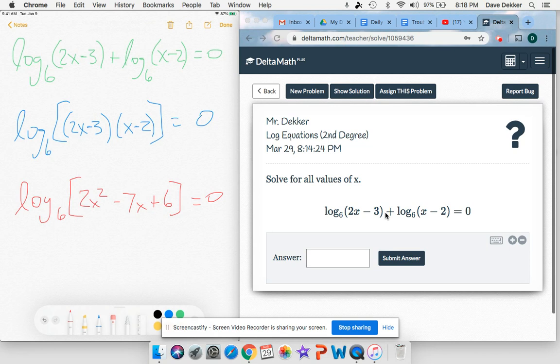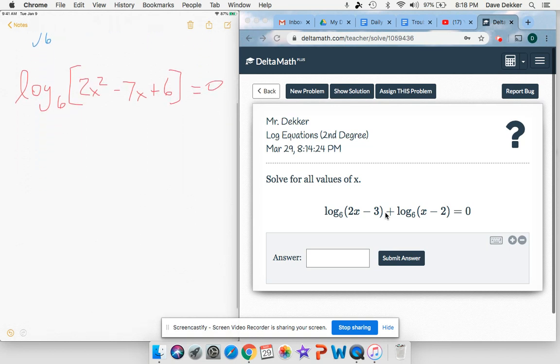So sometimes the keys don't do that as the first step, but that's probably what I would do, just show what that's going to equal. Okay, so now we have that as just one log idea, but the only way I can really rework that is to write it as exponential. So I'm going to have the base of 6 raised to the 0 power, the power way far away, and that's going to equal 2x squared minus 7x plus 6. Anything to the 0 power is 1.